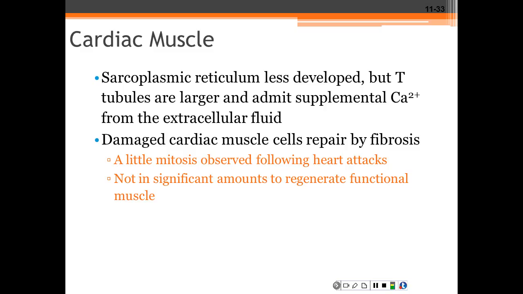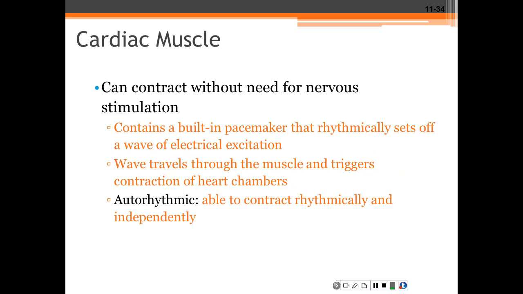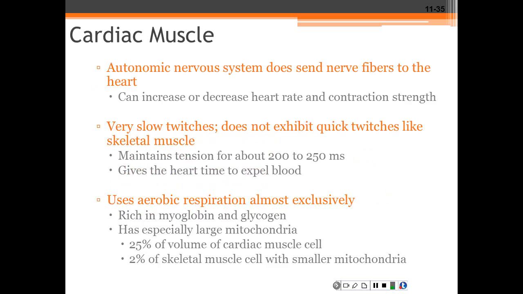Cardiac muscle contains a built-in pacemaker that rhythmically sets up a wave of electrical excitation. Now, cardiac muscle is said to be autorhythmic because of the ability to contract rhythmically and independently. The heart does not receive fibers from the autonomic nervous system. Sorry, it does. It does receive fibers from the autonomic nervous system that can increase or decrease heart rate and contraction strength. Cardiac muscle does not exhibit quick twitches, but sustains tension for 200 to 250 milliseconds.